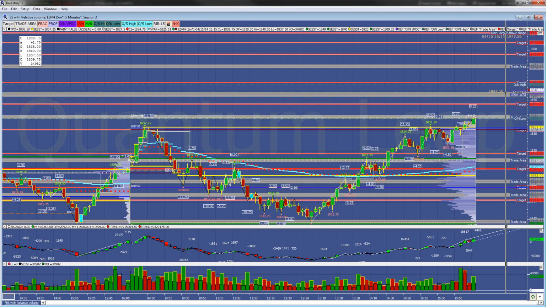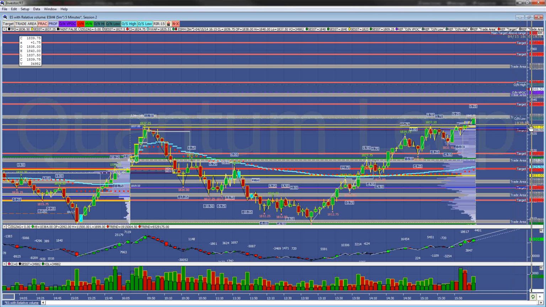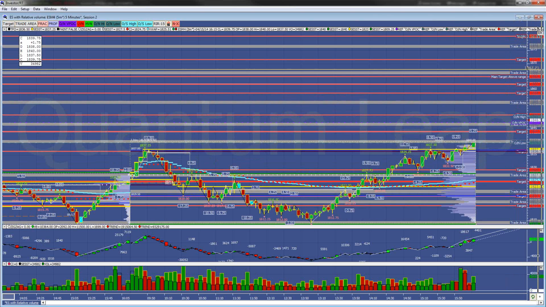But the key thing is, anytime you're opening up outside of range and outside of value, you've got to look for initiative move on the open. And if you see an open drive, don't try to fade that drive. You want to be long into that drive, because that's when you could turn into a trend day, and we can get a move all the way back up into our main target above, which is that 36.50 VPOC.